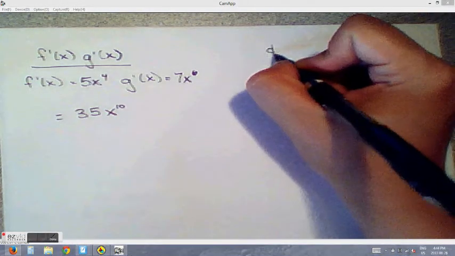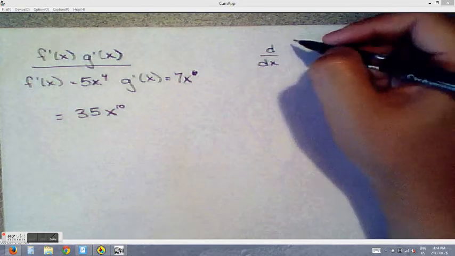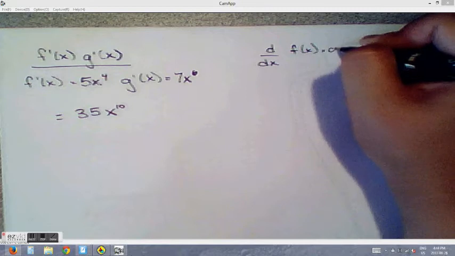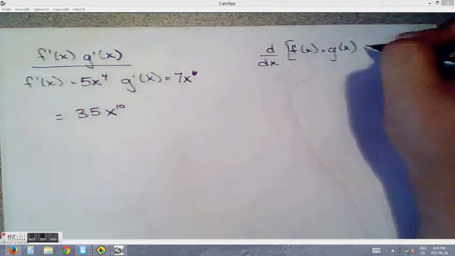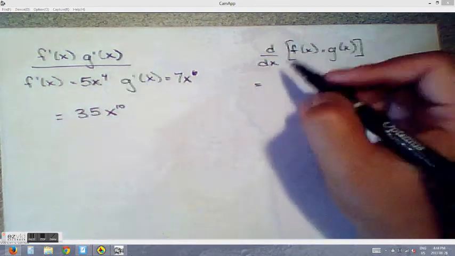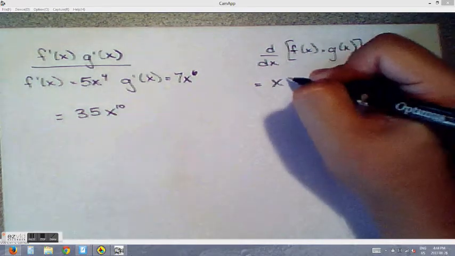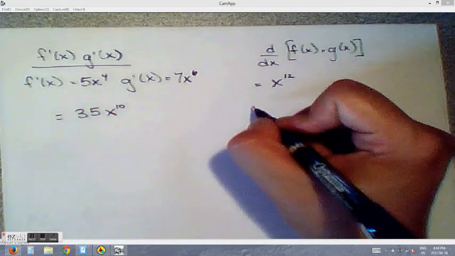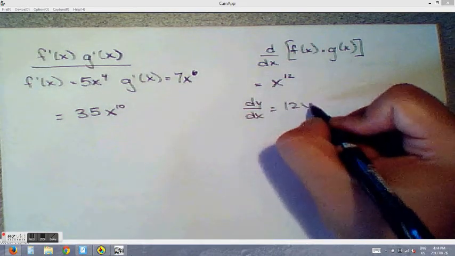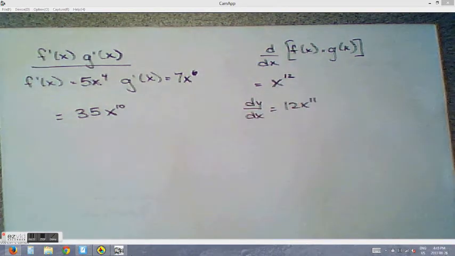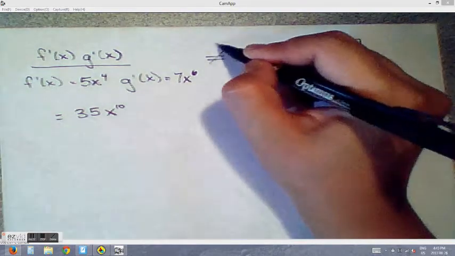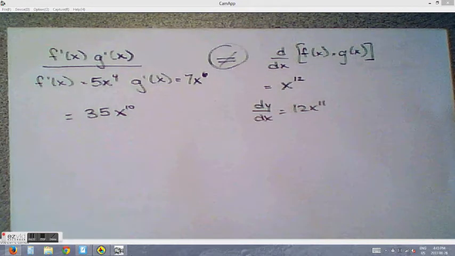Now let's do d by dx. Let's multiply the functions together first, so f at x times g at x, and then we'll find the derivative. First we will find the multiplication of both, which is x to the exponent 12. So dy by dx then is equal to 12x to the exponent 11. Okay, so they do not equal. They do not equal.